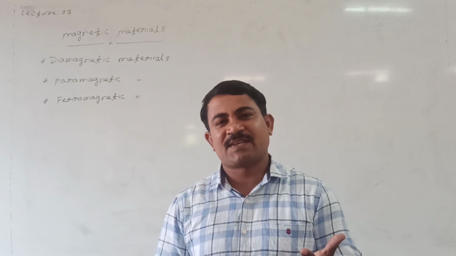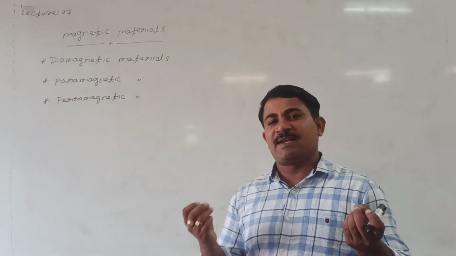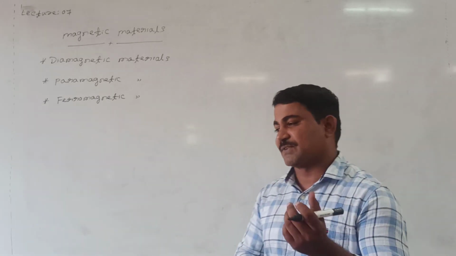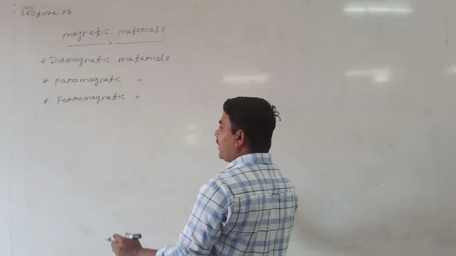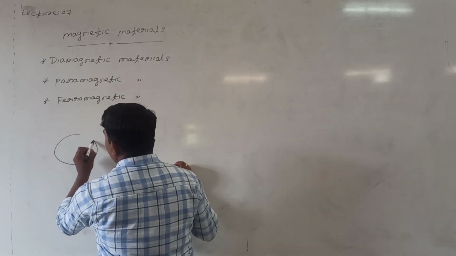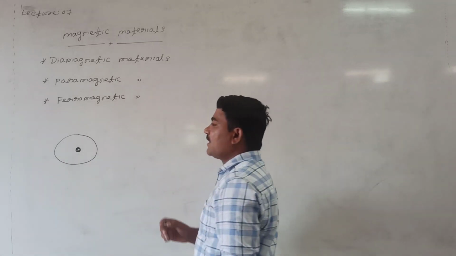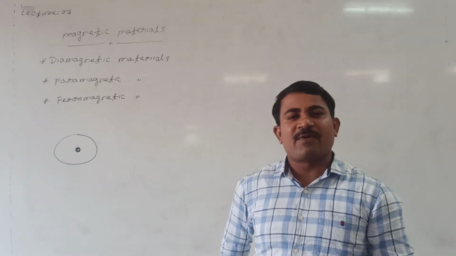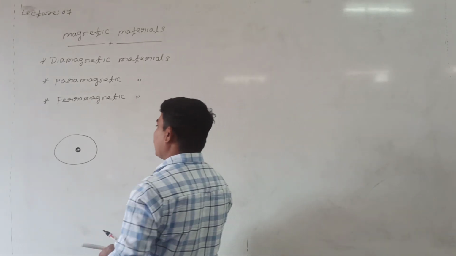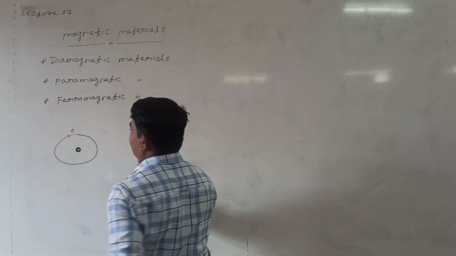That we'll see. Let us see about a current loop, then we will see in detail the dia, para and ferromagnetic materials. See here, students. This is an atom, and inside the atom there is a nucleus. Consider an electron revolving in the clockwise direction. Look at me, the electron revolves in the clockwise direction like this.